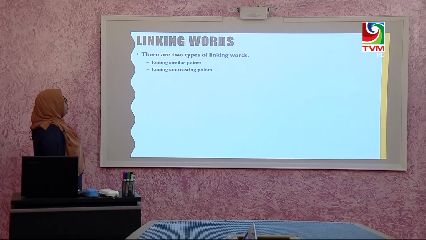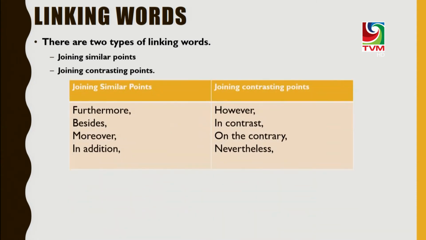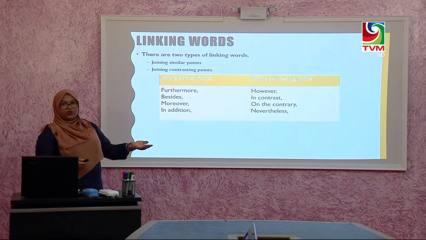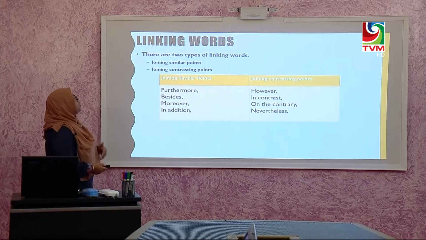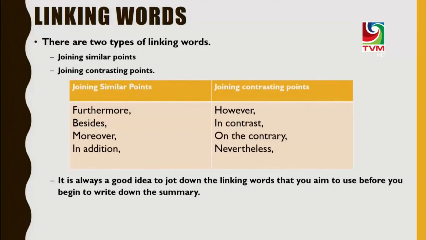In order to do so, there are two types of linking words: joining similar points and joining contrasting points. You could use some phrases from these linking words: furthermore, besides, moreover, in addition, however, in contrast, on the contrary. So you could use these linking words to compile the sentence. It is always a good idea to jot down the linking words that you aim to use before you begin to write down the summary.